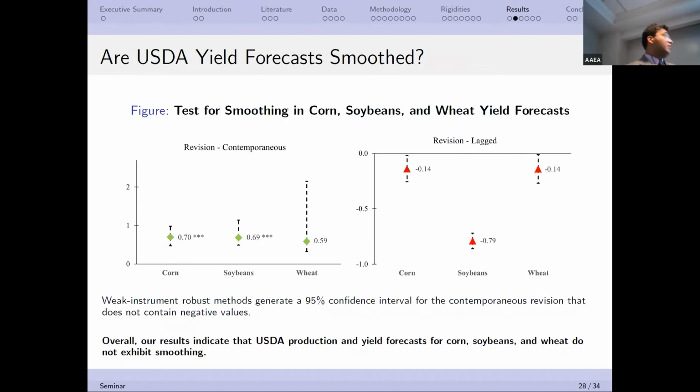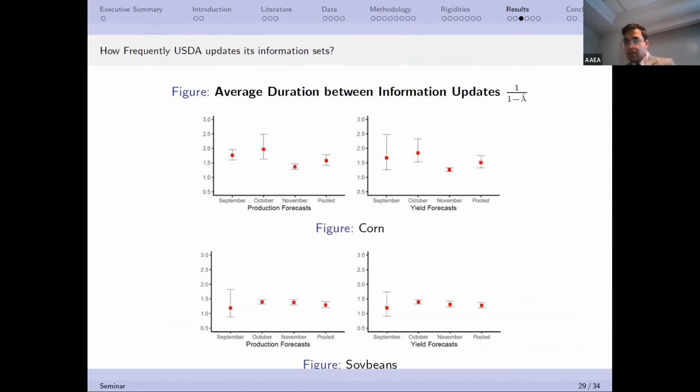And the results are similar. All contemporaneous revisions are positive and lag revisions are negative, which is opposite to what should have been observed if there was any strategic smoothing. These are the information rigidities. I'm not presenting the tables here, but our results are consistent with information rigidities, which means that any inefficiencies could be either because of sticky information or noisy information.